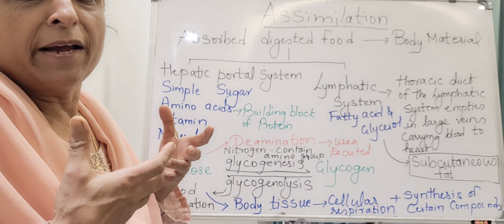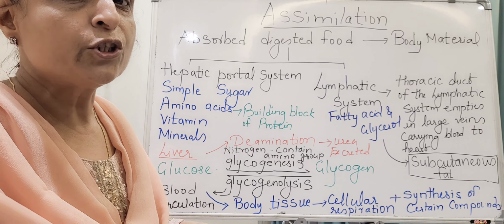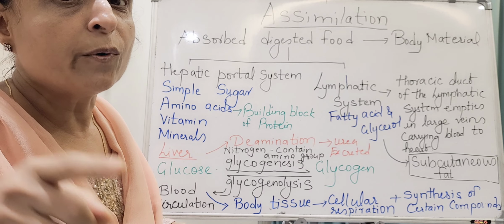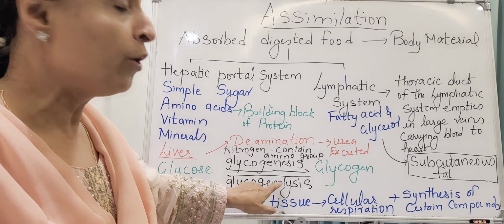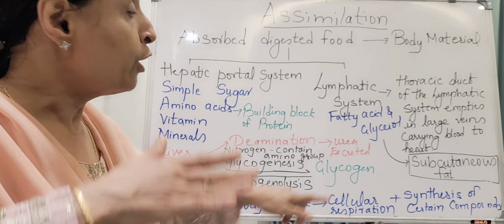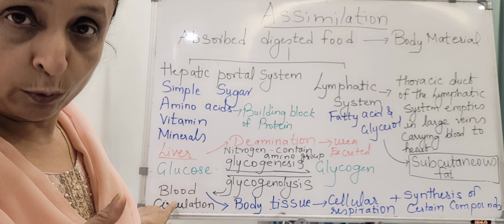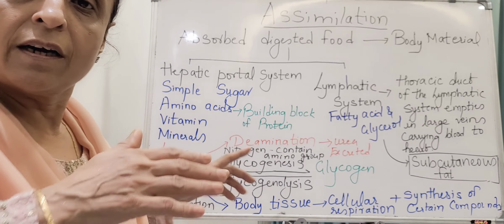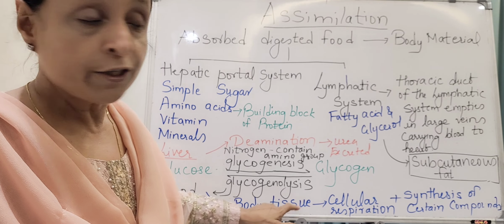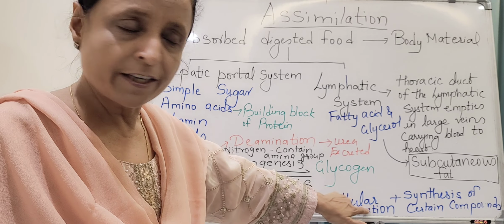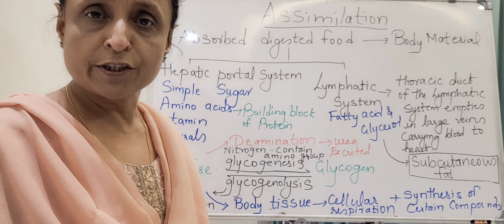Now, sometimes we don't eat, but still we have energy. Why? That stored glycogen in the liver gets converted into glucose by the process glycogenolysis. Lysis is breaking. So now this complex is broken to form simple glucose. Now, this glucose comes into our blood circulation and it reaches body tissues. And then cellular respiration takes place, and it also helps in synthesis of certain compounds.